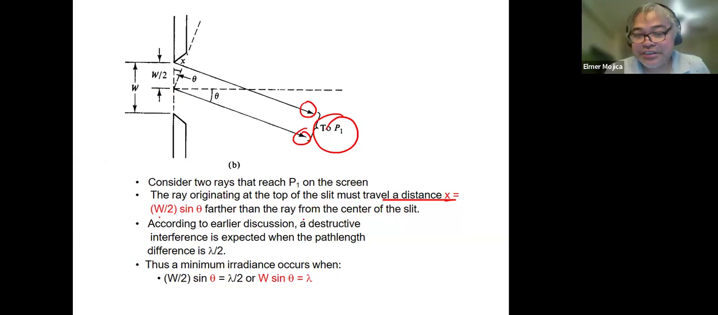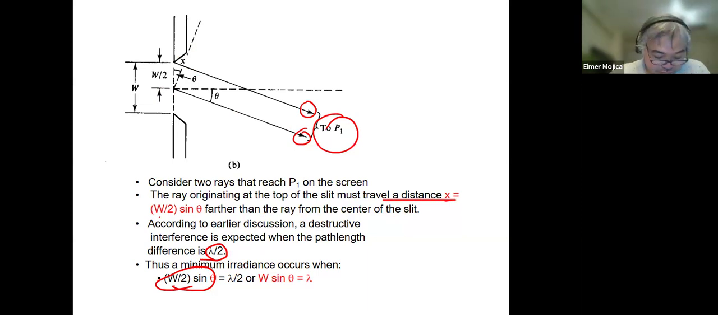According to the earlier discussion, destructive interference is expected when the difference is lambda divided by 2. Thus, the minimum irradiance occurs when W/2 sine theta equals wavelength over 2, or W sine theta equals the wavelength.